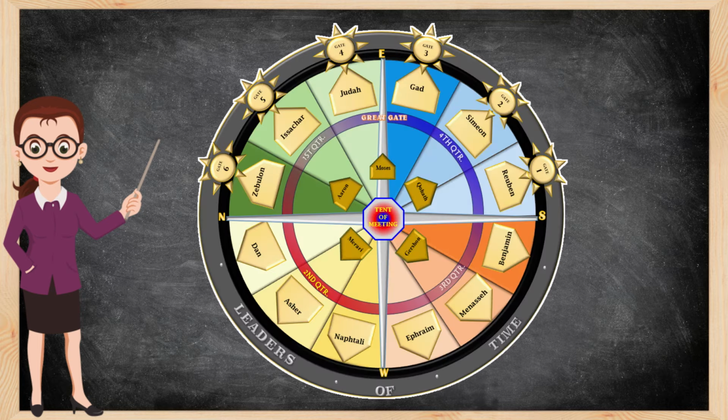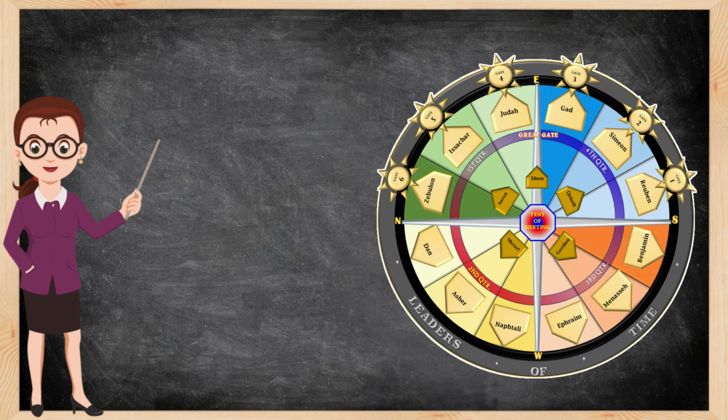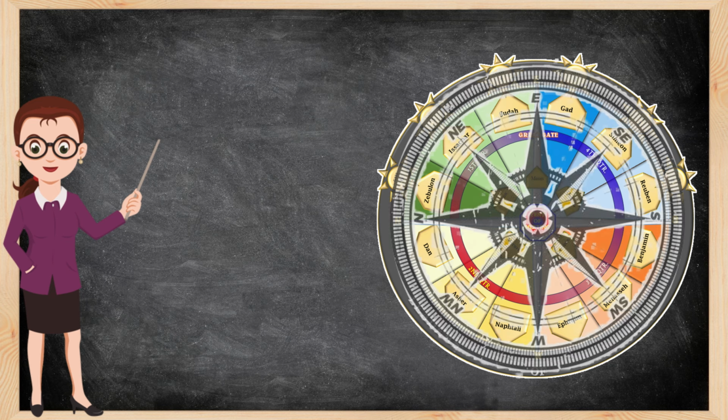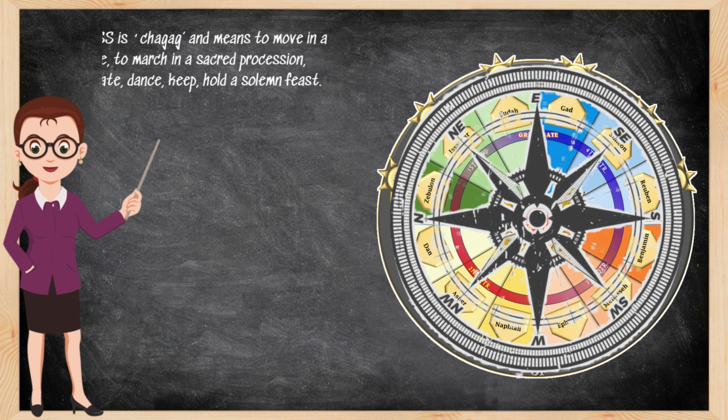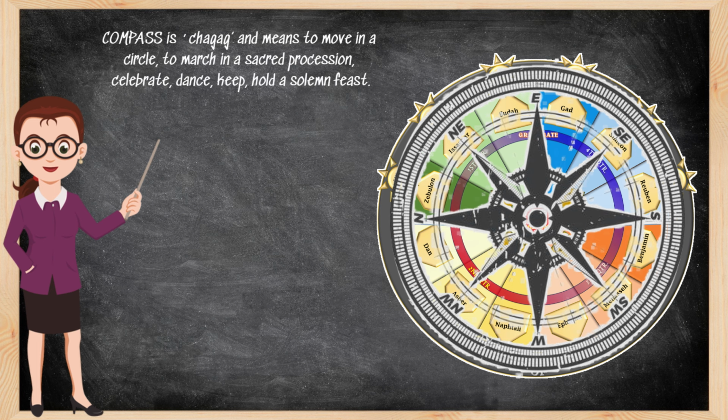The wilderness camp was set so that its hub is the tabernacle itself, with the tribal camps radiating out from its holy center, the 4 leading tribes positioned at the head of the cardinal directions, creating a supersized compass. The Hebrew word for compass is hagag, and means to move in a circle, to march in a sacred procession, celebrate, dance, keep, hold a solemn feast.